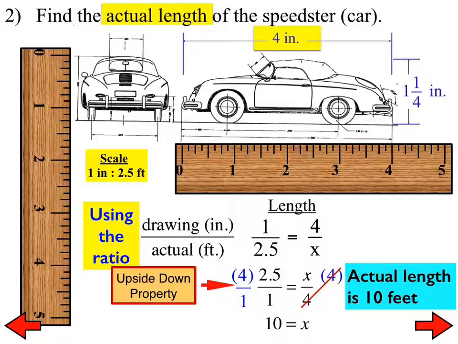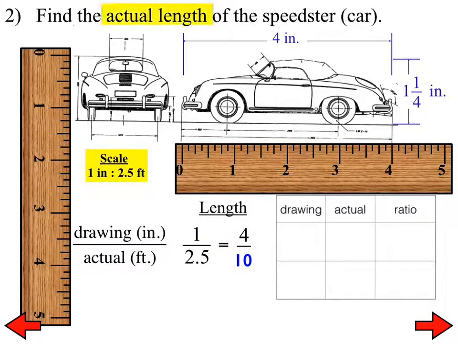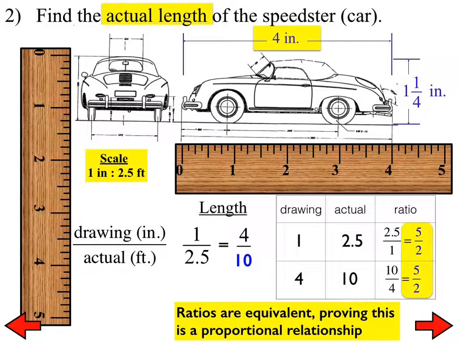Let's now go to our table, and let's prove that this is a proportional relationship. So we have 1 inch on the drawing is 2.5 in actual. That ratio is 5 over 2 or 2.5, depending on how you look at it. And the 10 over 4 is also 2.5 or 5 over 2. So we can see these two ratios are equivalent. That means this is a proportional relationship.